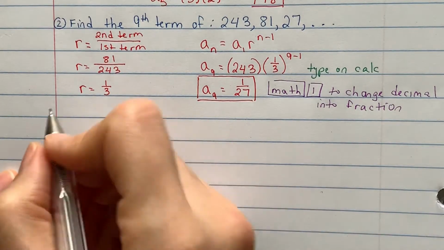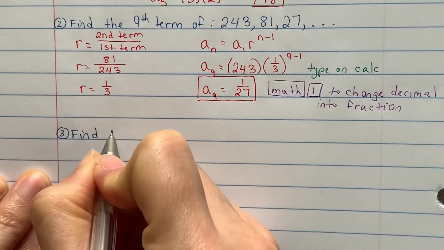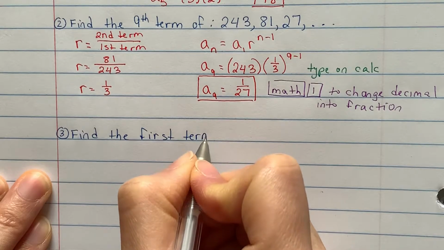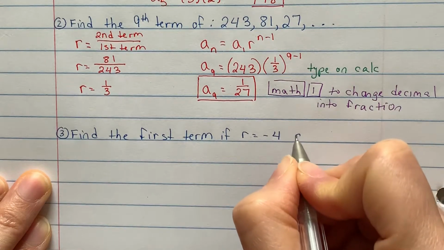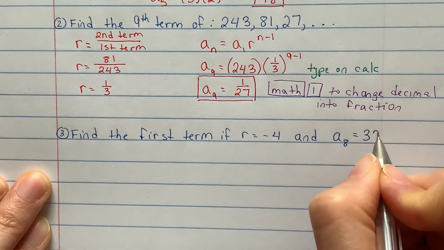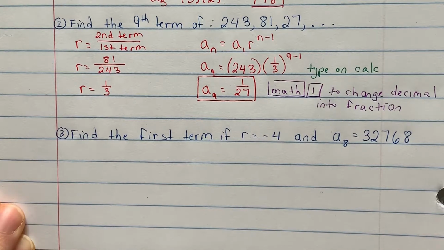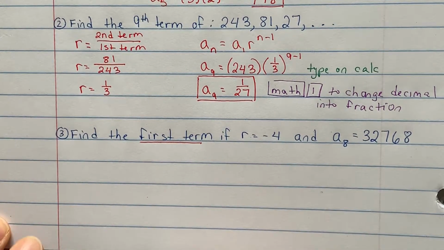Okay, here's one last question for the notes today. This is my question number 3. The question is to find the first term if r is equal to -4 and a sub 8 is equal to 32,768. Yikes. This is where the formula is very important. Find the first term. And I gave you some information.